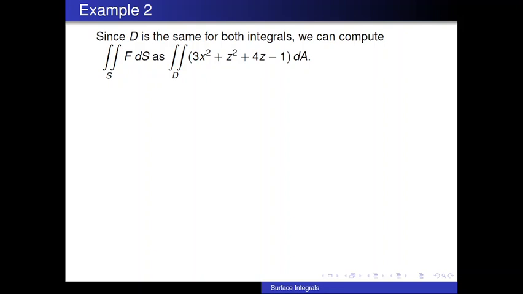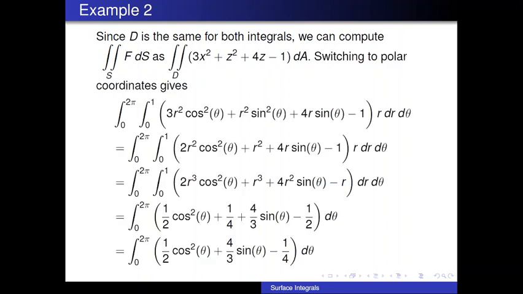So since our region D is the same for both those integrals, we can combine them together and just write that the surface integral over S of the vector field F is the double integral over the unit disk of this function here, 3x squared plus z squared plus 4z minus 1.